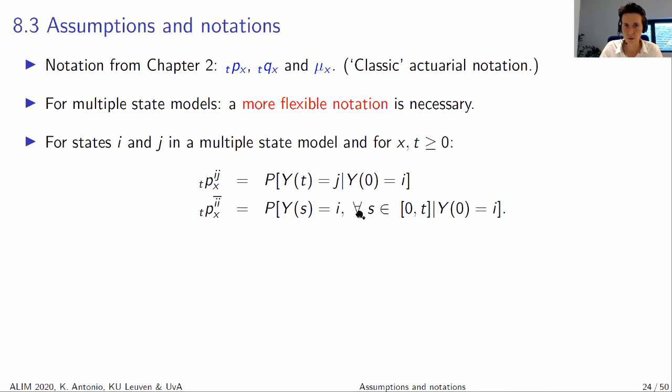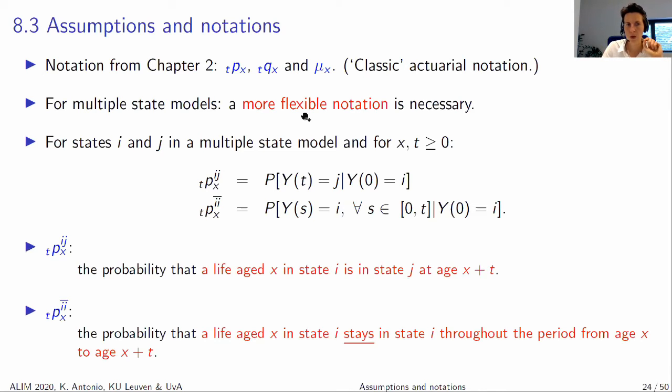So that's why I have the notation here for all s, where s is between 0 and t. So I didn't leave state I. What is that probability? That's a very important notation to keep in mind. And this generalizes the more classic actuarial notation with the p's, with the q's, with the mu's that we've been using so far.